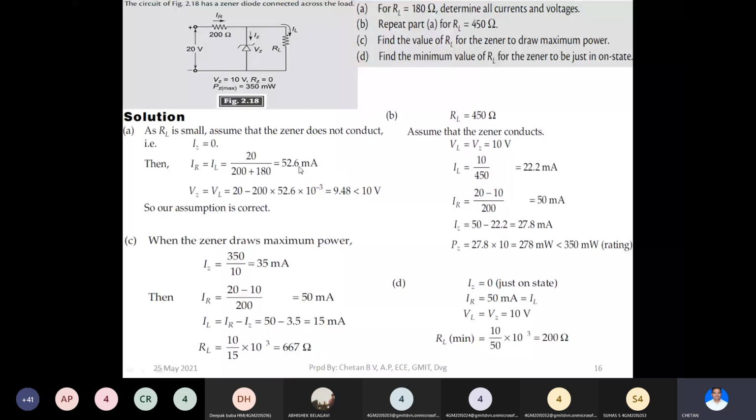So both are equal to the same. Entire current IR will flow through this because this is not conducting. IZ is 0. Next, you have to find out the value of Vz. In this case, as this is not conducting, whatever the value that you have applied should come across the load, right? Therefore, how to find out this Vz or VL is, you have to subtract this voltage. Here you can see this node is at 20 volt. And what about this node?